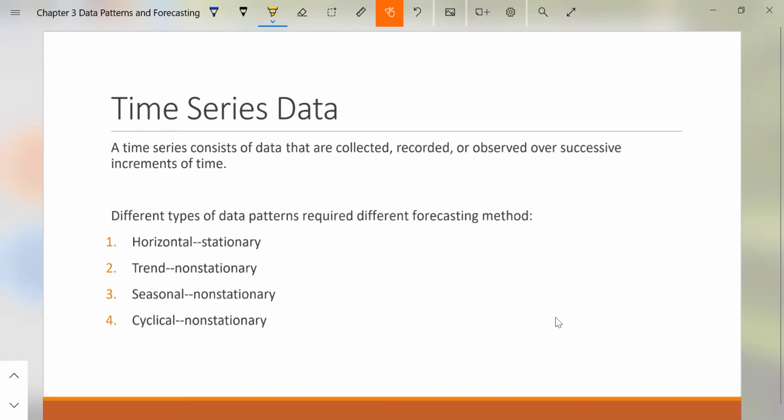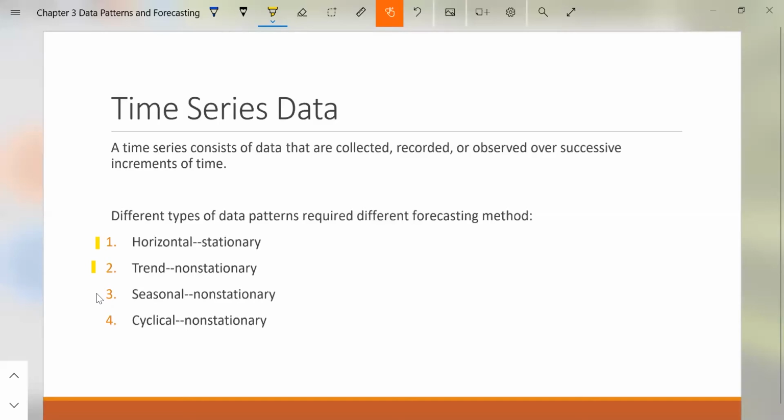But to determine what techniques we're gonna use, we need to first identify what type of data we are looking at. And typically we identify the data pattern based on the following 4 categories. The first one is the horizontal type of data pattern. When we have horizontal data, which I will show you really soon, we say that type of data is stationary. And sometimes we would observe trend in the data. That is, we observe the data is increasing over time or declining over time. Then those types of data are not stationary.